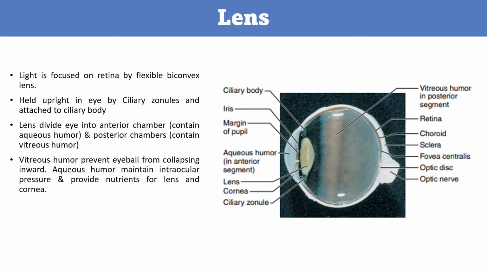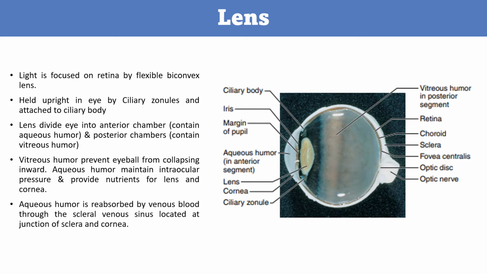Vitreous humor prevents the eyeball from collapsing inward, and aqueous humor maintains the intraocular pressure and provides nutrients for the lens and cornea. Aqueous humor is reabsorbed by venous blood through the scleral venous sinuses, located at the junction of the sclera and cornea.